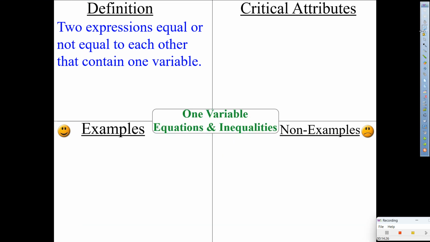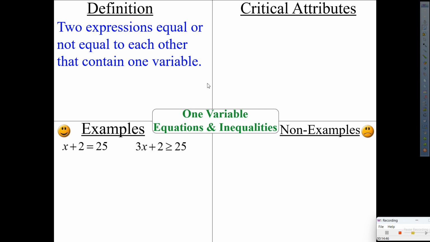All right, examples. Here we go. x plus 2 equals 25. 3x plus 2 greater than or equal to 25. Now, copy those. I'll wait for you, and then I'll elaborate. All right, here we go.